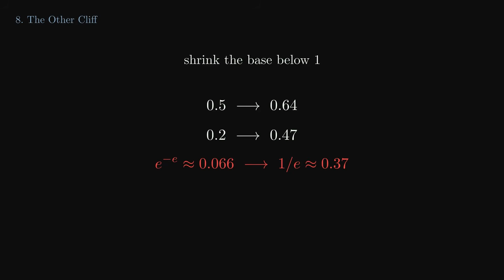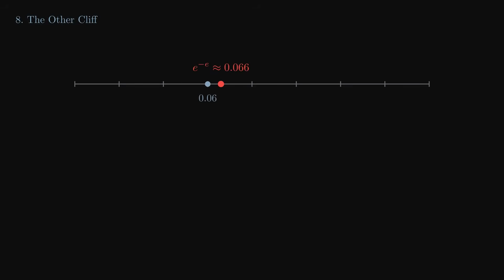That value is the second cliff, and it equals e raised to the power -e, the mirror image of the number on the tall side. There the tower settles on 1/e, about 0.37. And just past it, the tower does something it never did before.